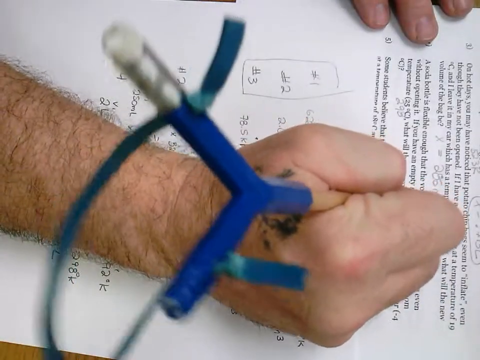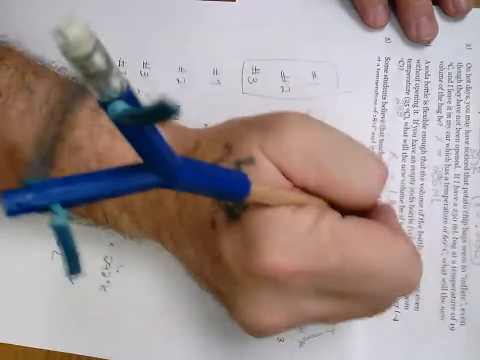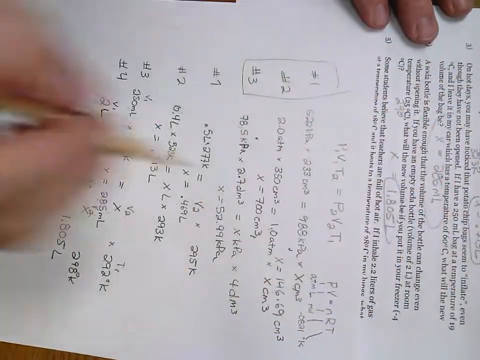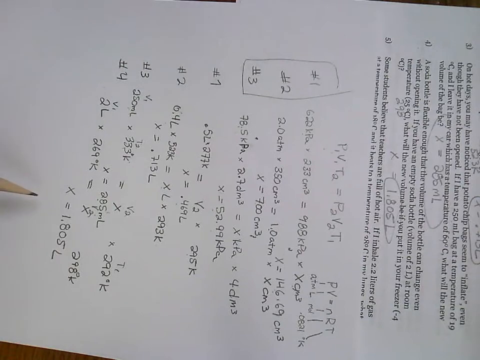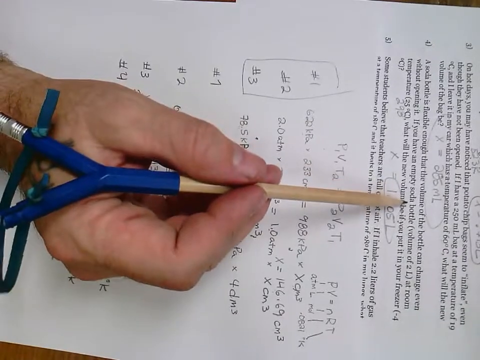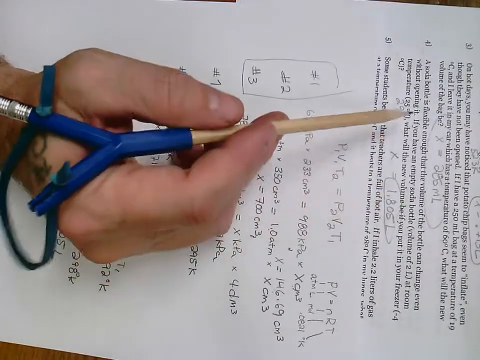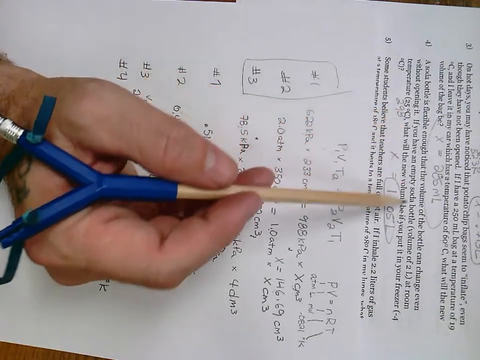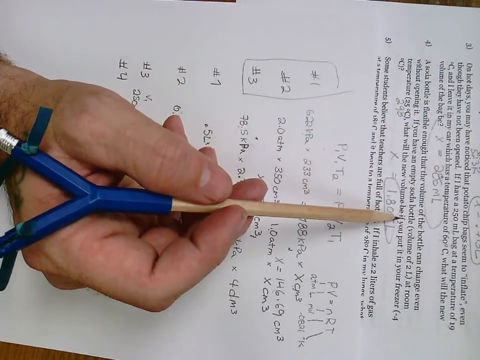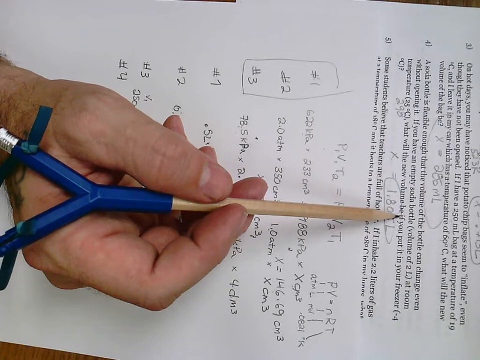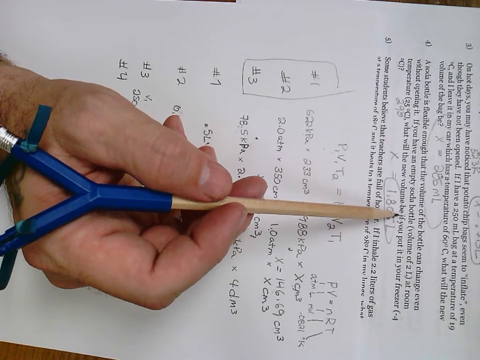So X equals 1.805 liters. And that makes sense because if I put a soda bottle from room temp into a freezer, before it freezes, the volume of gas in it, well, if there is no liquid in it, it won't freeze, but the volume of gas will decrease.